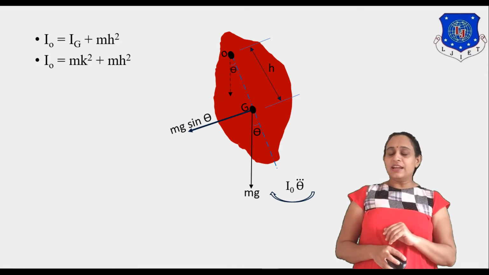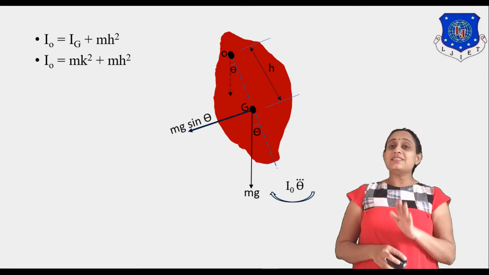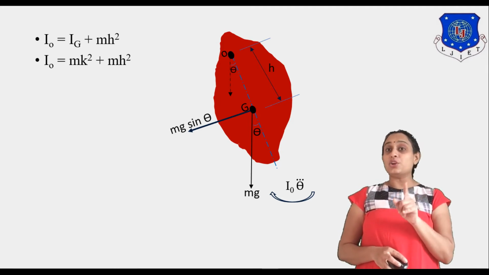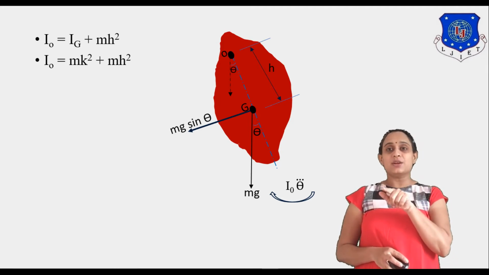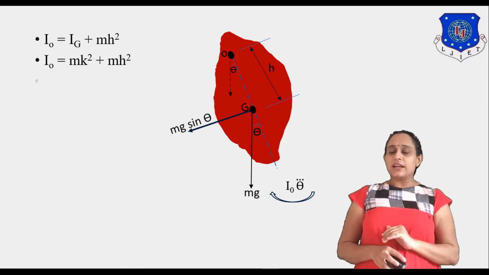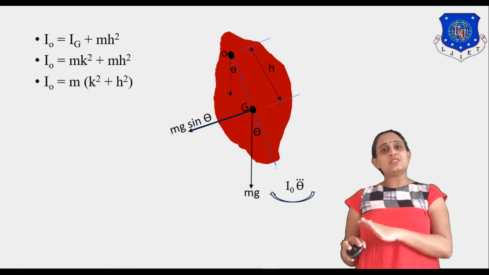Hence, we can write I0 is equal to mk square plus mh square. K is the radius of gyration in our case. It is not a spring stiffness. We are not using a spring in our case. So here, K is the radius of gyration, so we can write I0 is equal to m(k square plus h square).